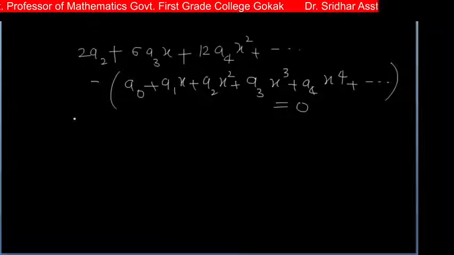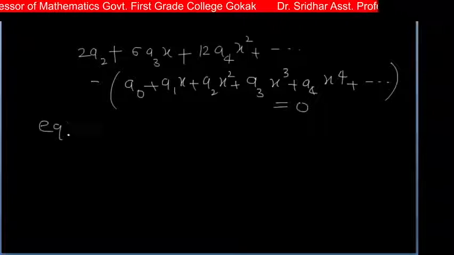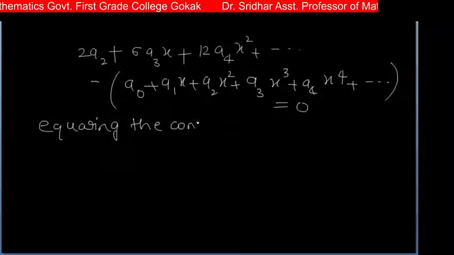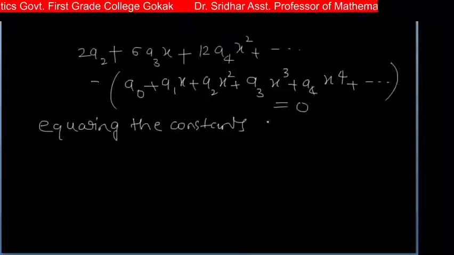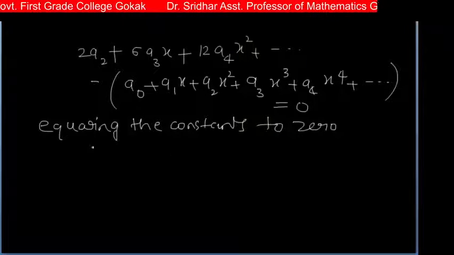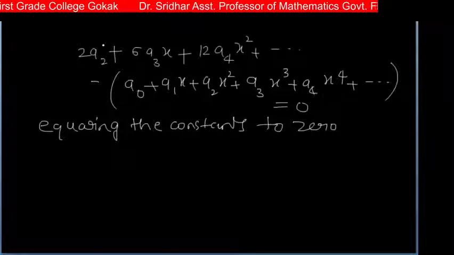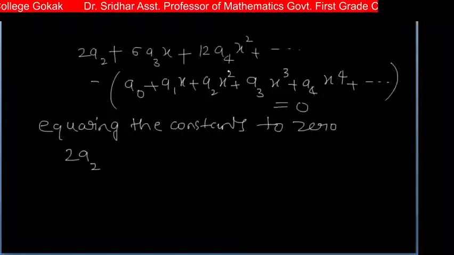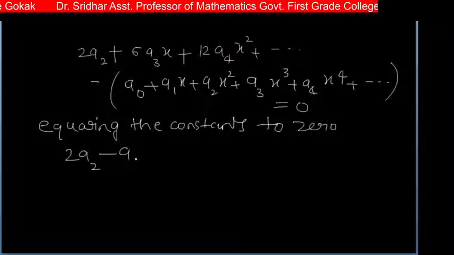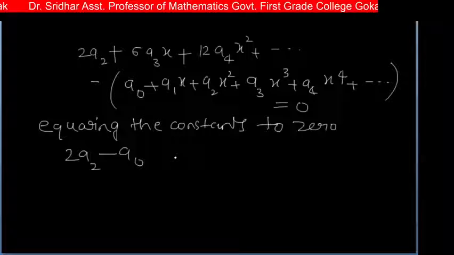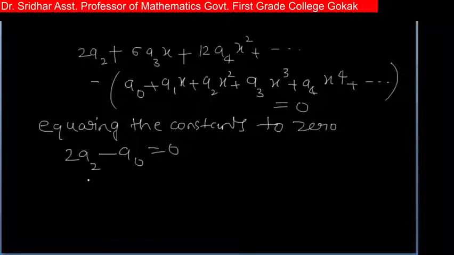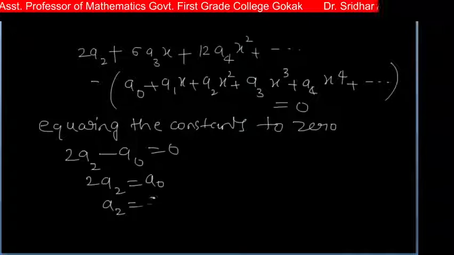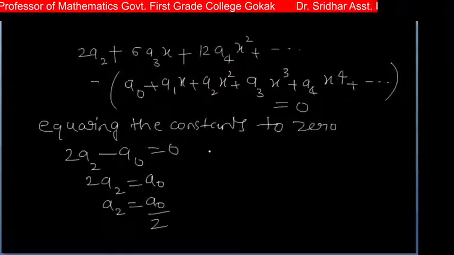Okay, so next what we do, equating the constants to 0. Okay, so here what is the constant? This is 2a2, one constant, then plus and minus, so minus a0, here also one constant is there, so is equal to 0, or 2a2 is equal to a0, a2 is equal to a0 by 2.